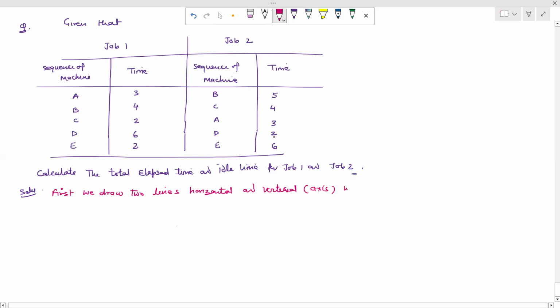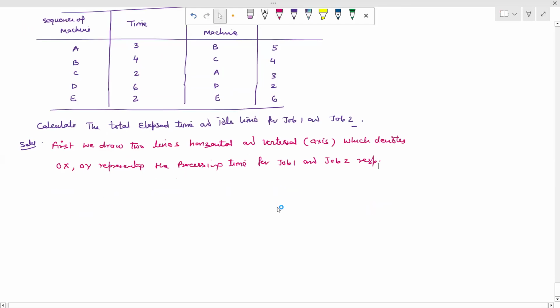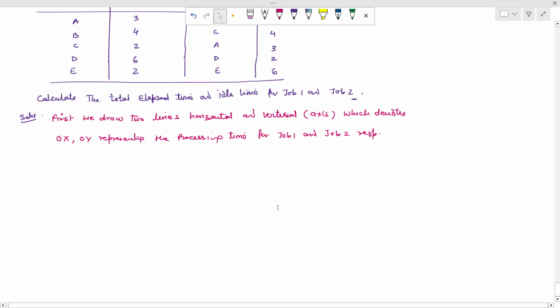These denote OX and OY, with origin O. The horizontal axis represents the processing time for job 1 and the vertical axis represents the processing time for job 2.